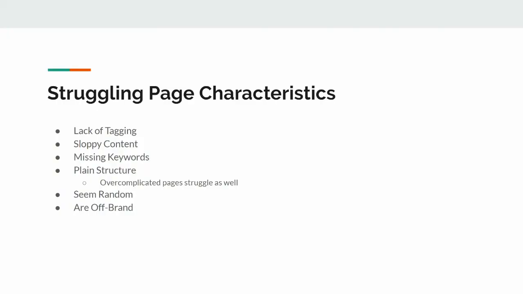Moving on to the struggling page characteristics, these include a lack of tags, sloppy content, it's missing keywords, its structure is either too plain to make it boring, or it's overcomplicated so that it confuses the user. And they can often seem random, and they're off-brand with our other pages. You don't want a page sticking out like a sore thumb.